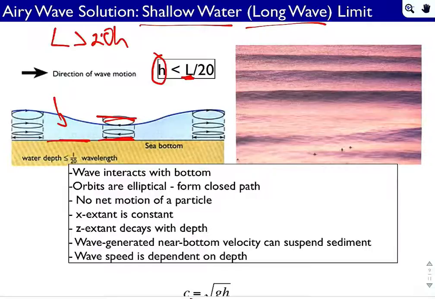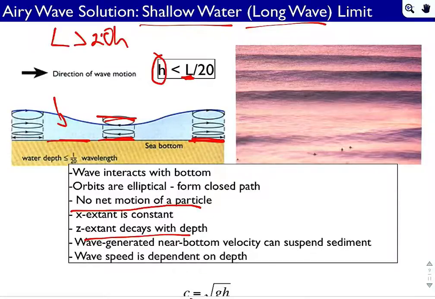There's, again, no net motion of the particle. That's the same. And the z extent always decays with depth. The fact that the wave is inducing motion right at the bottom means that it can make a stress, just like wind blowing on the surface of the water makes a stress. The currents moving back and forth on the bottom can induce a stress and suspend sediment. This is waves can suspend sediment.